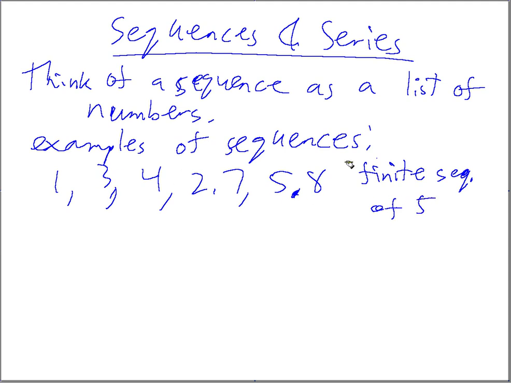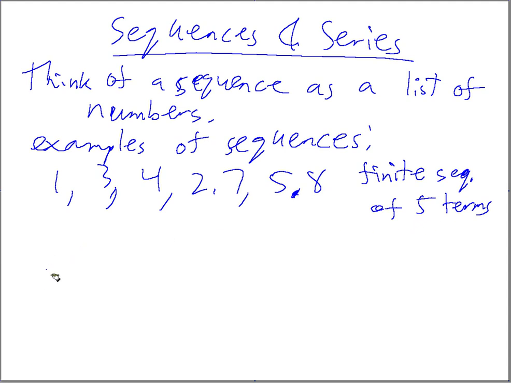Each number is called a term. 5 terms. All right. First number is the first term. Second number is the second term. Third number is the third term, and so on. All right. Let's take a look at an infinite sequence and maybe see what the pattern is also.